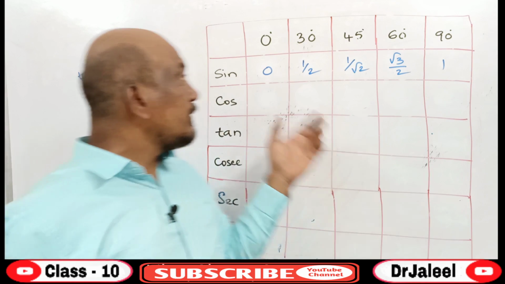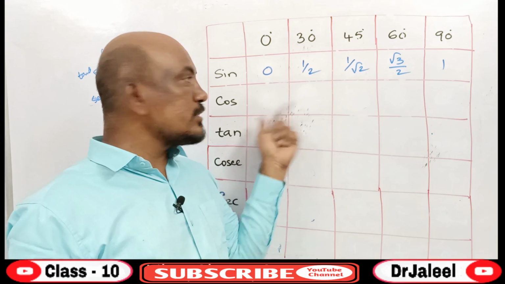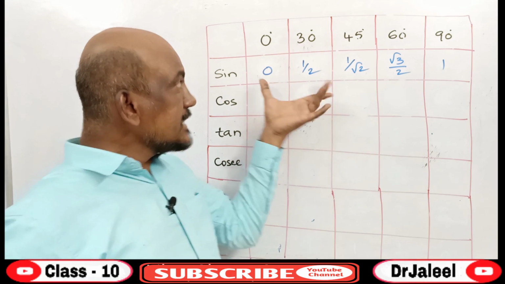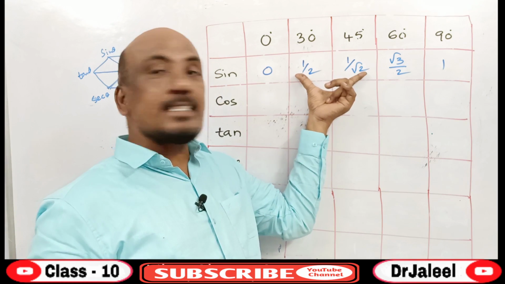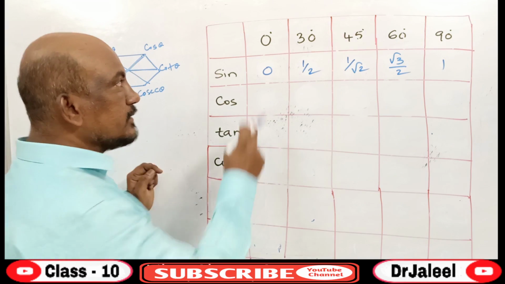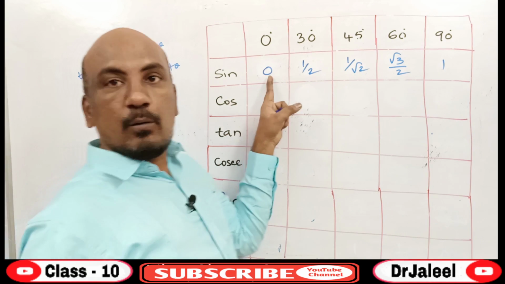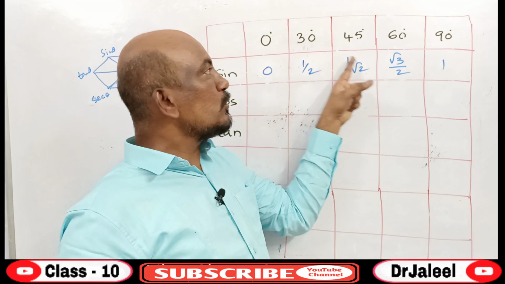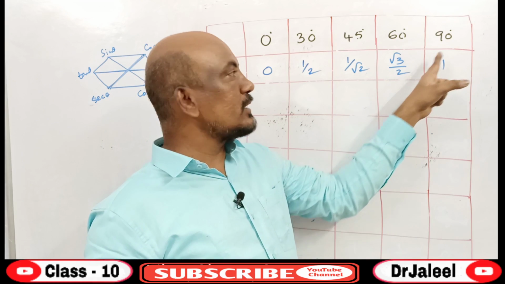So children, we have understood how the sine values and cos values have come. But still, as I told you, if you get the sine line, you will get all the other lines easily. So let us work on it. Sine 0 is 0. Sine 30, 1 by 2. 45, 1 by root 2. 60, root 3 by 2.